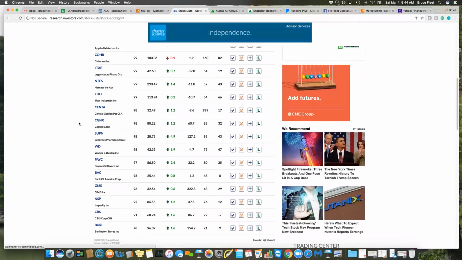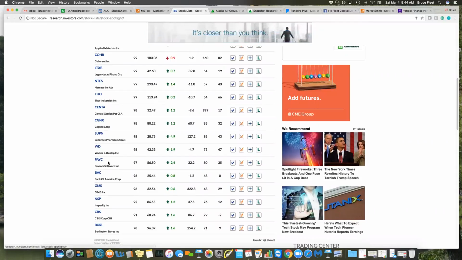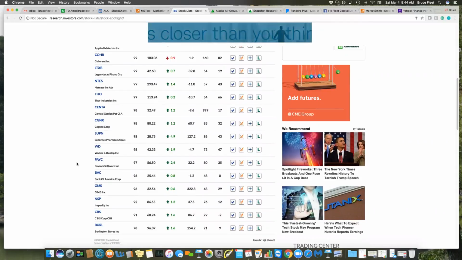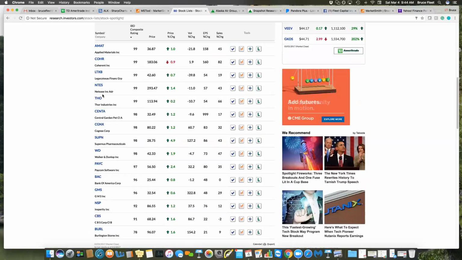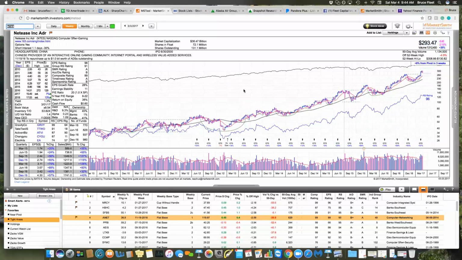Let's see if there's anything we own on here. There's Paycom. We own that. We've owned Burlington before. We've owned a number of these. NetEase, we've owned that before. But so I'll take a look. Let's go to NetEase again. That was a great stock for us, and let's go put it on our chart. And let's see if it's something we want to buy.